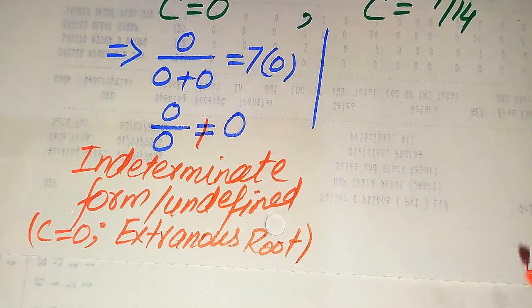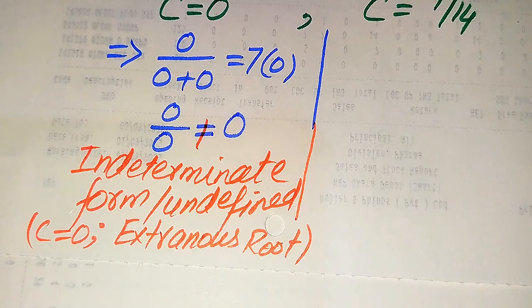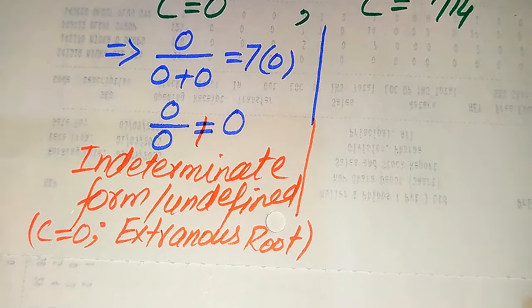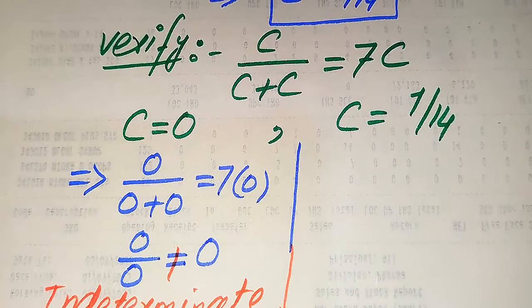Okay. So here I can explain the term extraneous root. The roots which do not satisfy our given equation are called extraneous roots. So here c = 0 is the extraneous root. And now we move towards the second root of the given equation.